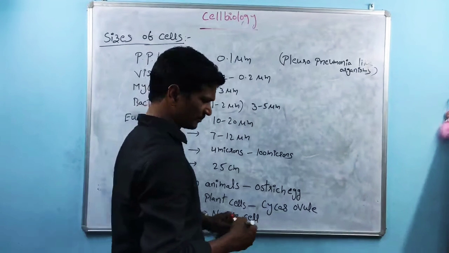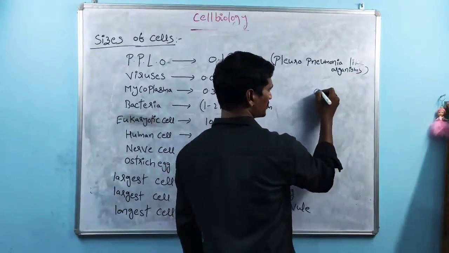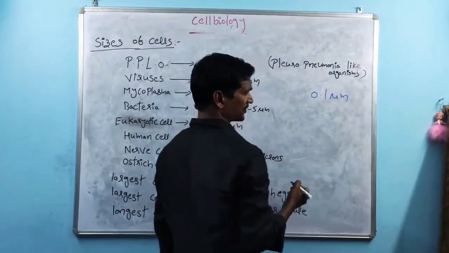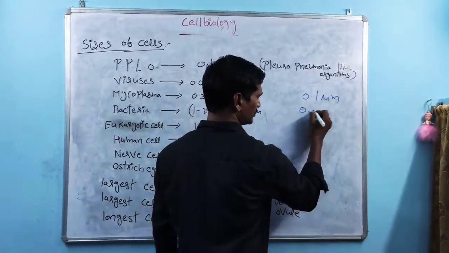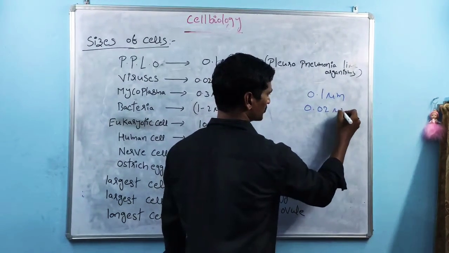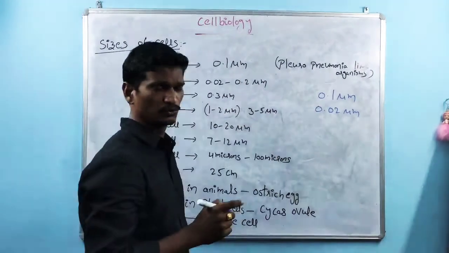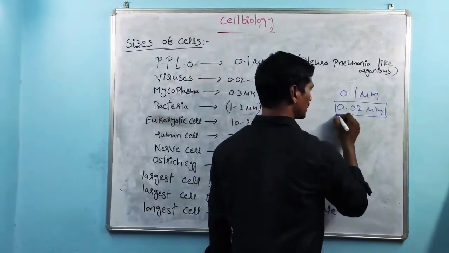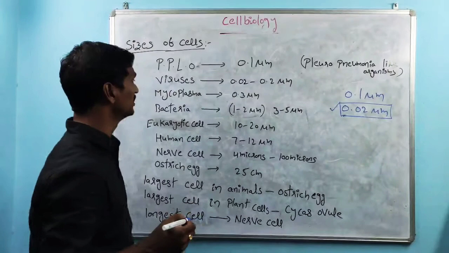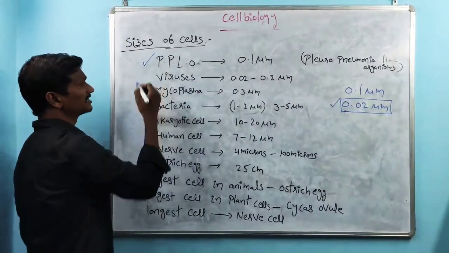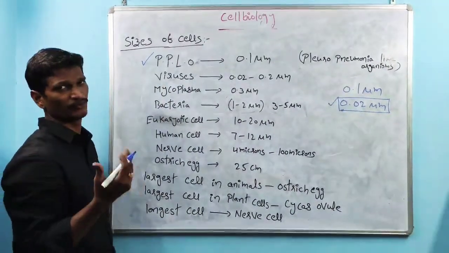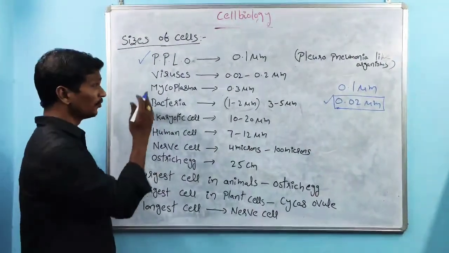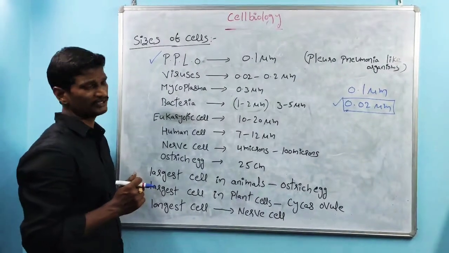I have one doubt here. Suppose I said the smallest living organism on the earth is 0.1 micrometer, and the virus size is 0.02 micrometers. In between these two, which one is the smaller number? See, 0.02 is the smaller number. But I said the smallest living organism on the earth is PPLO. Why is PPLO the smallest living organism on the earth? Why not viruses?